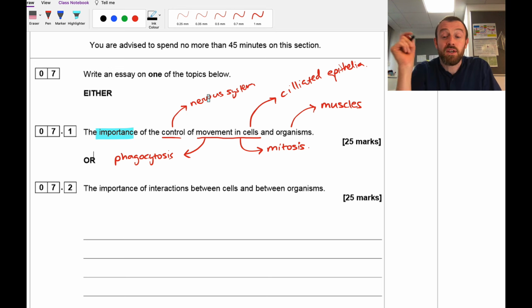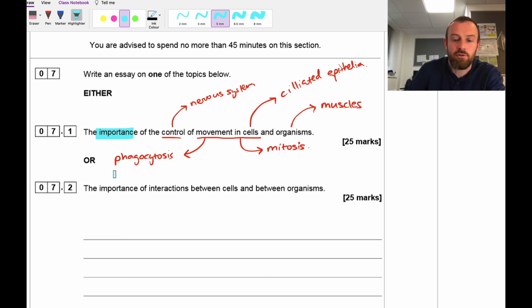And mitosis, to precisely control the movement of chromosomes so that each cell gets an exact copy of the DNA. Phagocytosis, to allow white blood cells to engulf, digest pathogens, and then also to present the antigens. So I think there's definitely stuff we could say there. That's a doable essay. Let's move on to the next one.